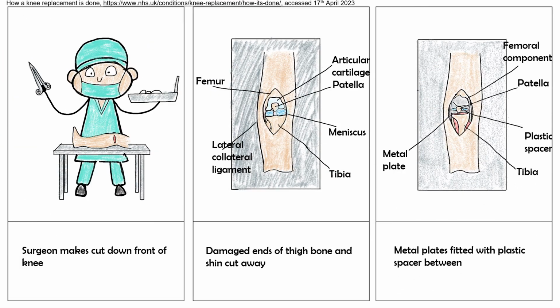This is a simplified walkthrough of the process of the surgery. First, the surgeon cuts open the knee and cuts away the damaged parts of the bone on the inside of the knee. The metal plates are then fitted with a plastic spacer in between.